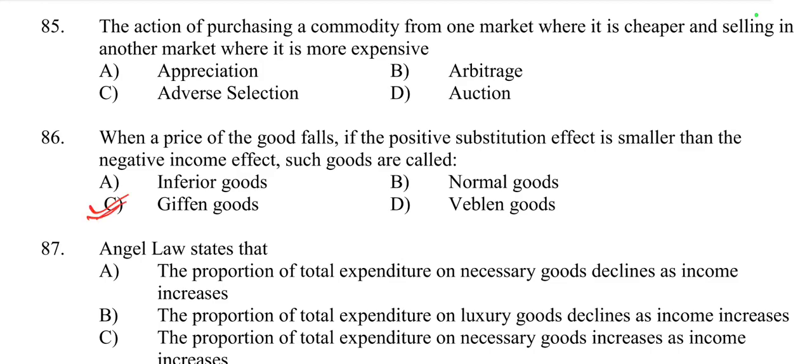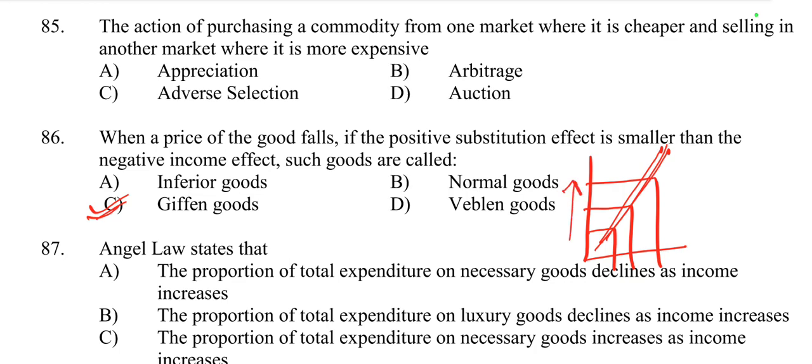Giffen goods are a type of inferior good, where the negative income effect outweighs the positive substitution effect. When the price of the good rises, demand increases, and when the price falls, demand decreases. So the shape of the Giffen curve is upward sloping, because when price rises, quantity demanded increases, and when price falls, quantity demanded also falls.